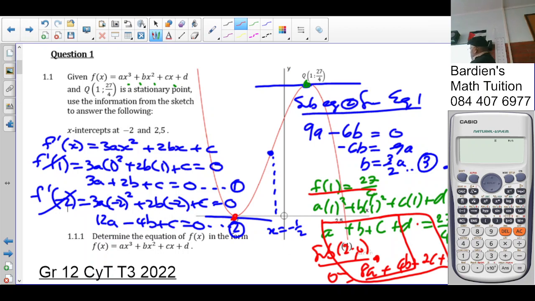But I need another equation. Oh, here's the other one. Can you see that? Then you substitute 2.5 and 0 in. Then you'll get another equation. Now that equation 6, you subtract from equation 5. Then you will eliminate your d.